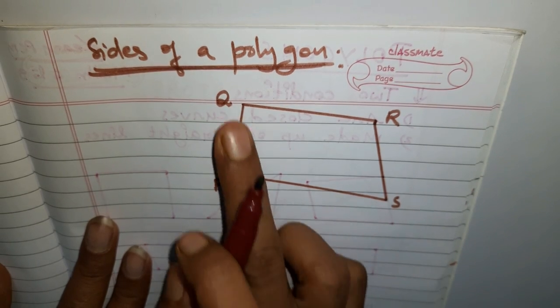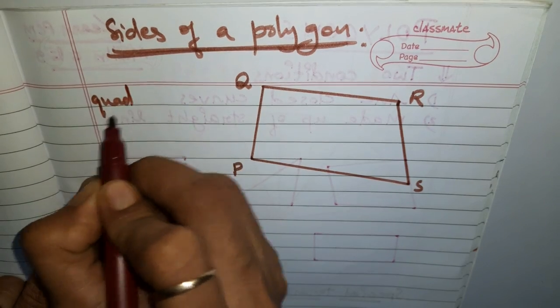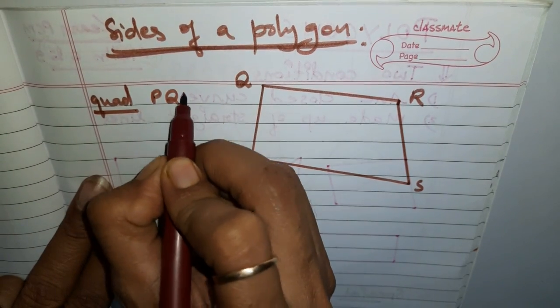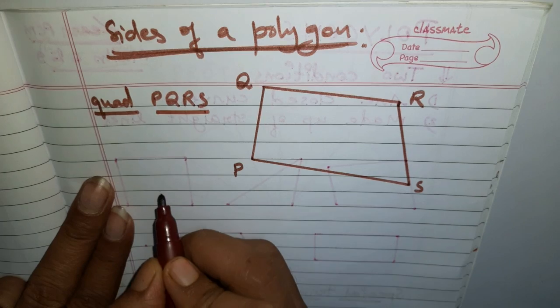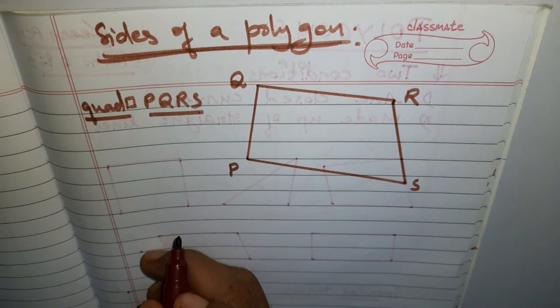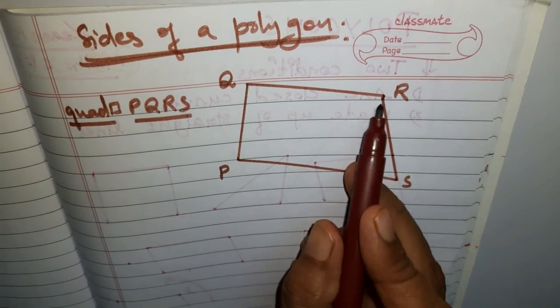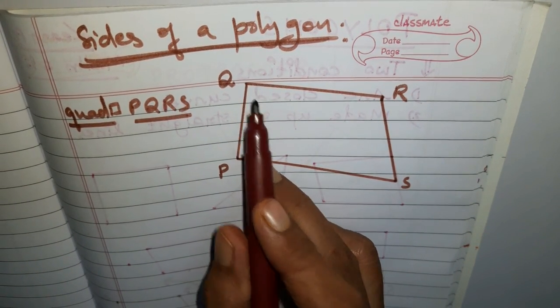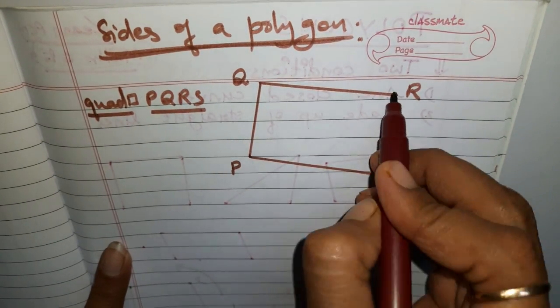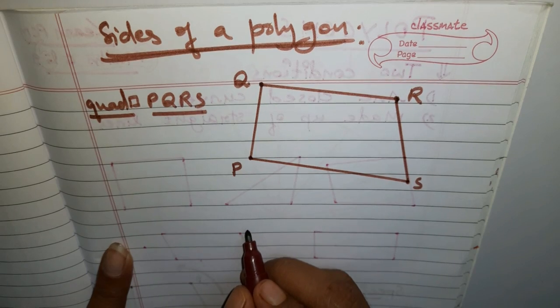Okay, so what is the name of this quadrilateral? The name of this quadrilateral is P, Q, R, S. Okay, and how to denote it? We can denote it like this also. Now this four-sided figure has four points. There are four points, and these points are known as vertex. What do we say? Vertex.